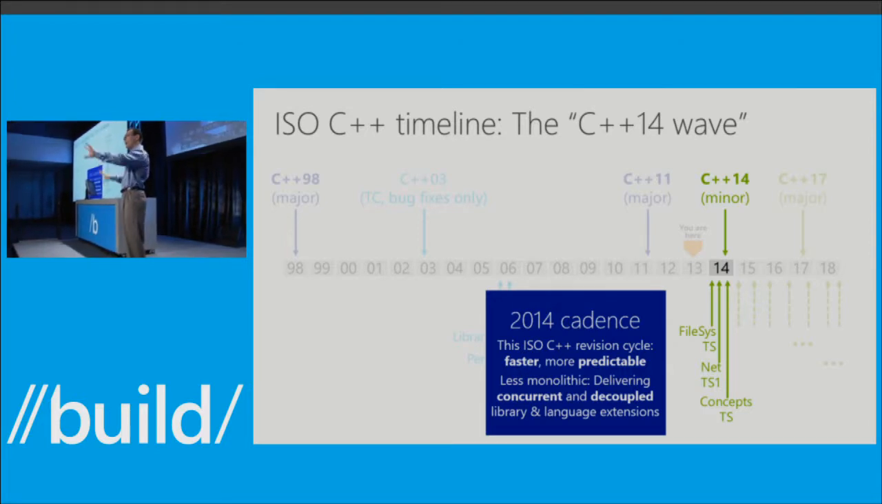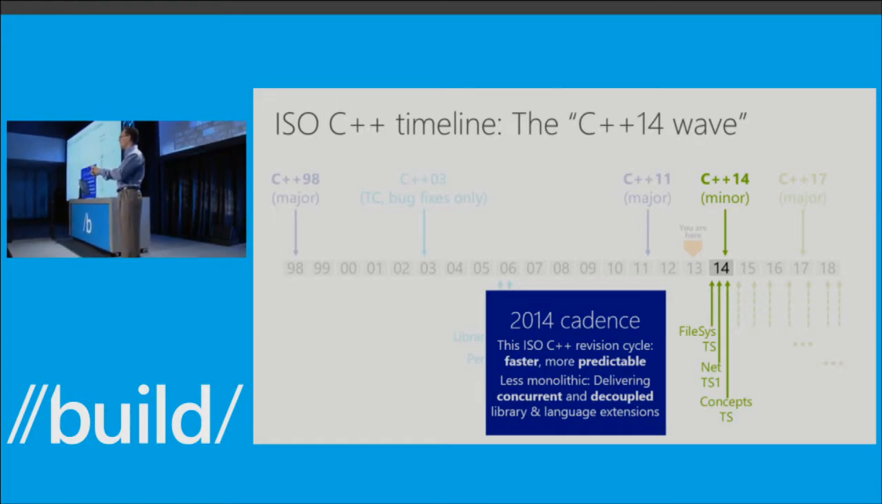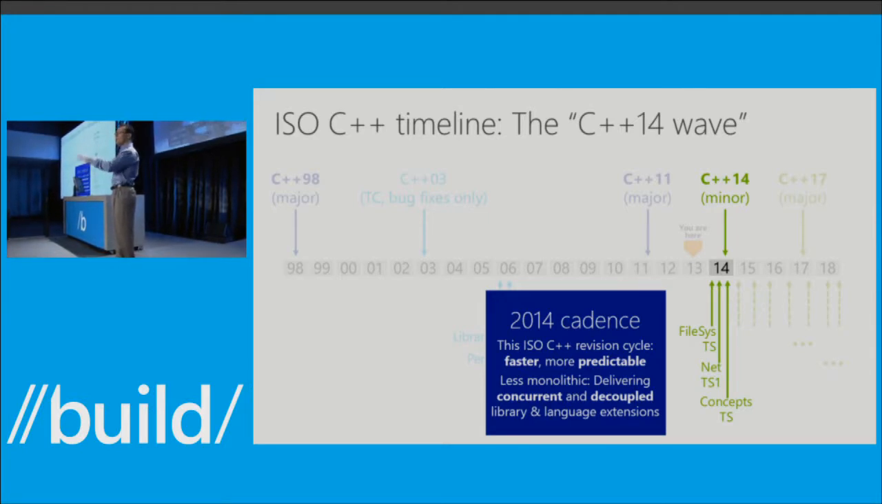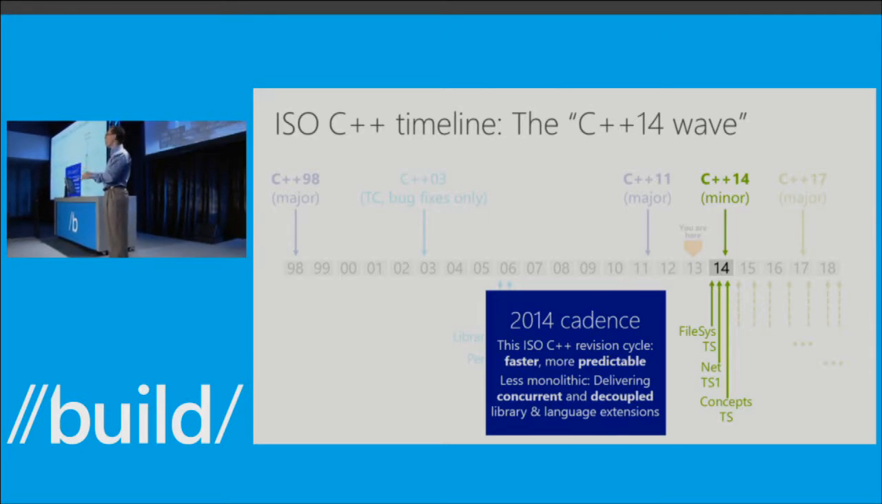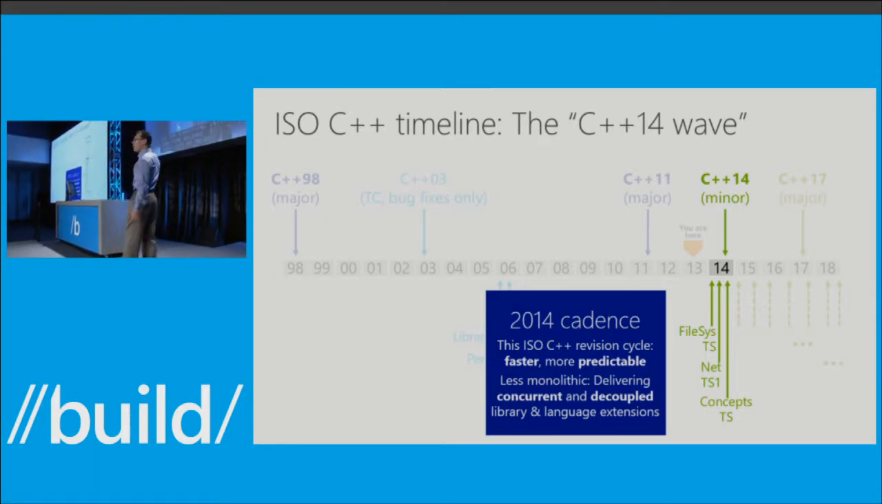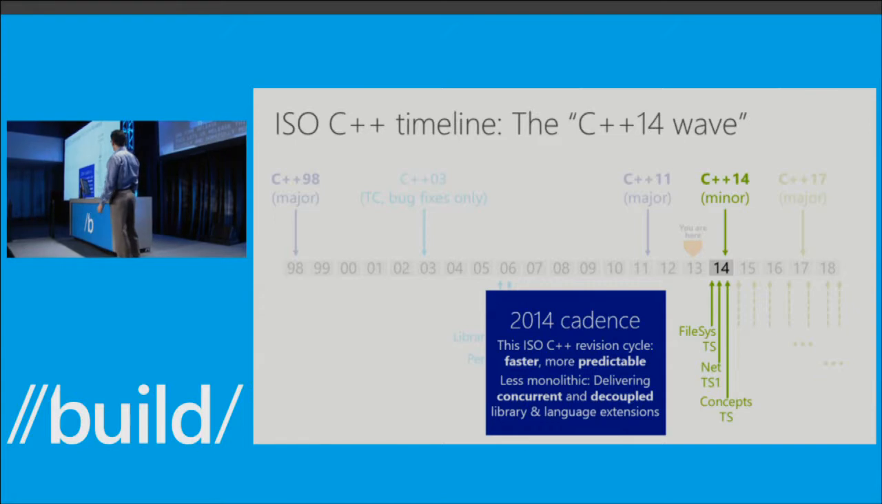And also by decoupling some of those items, such as file system, they can work at their own pace. When you have a monolithic standard, you try to jam everything into one time on target release. This lets us release things more fluidly and hopefully more often. And so this C++14 wave is something that we're very happy to have been able to achieve, and we're looking forward very much to that.